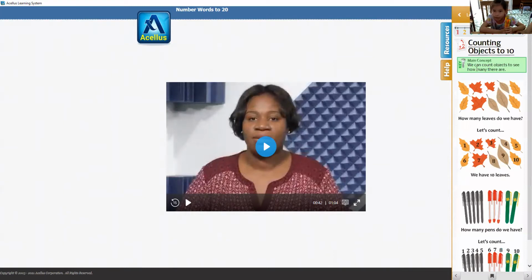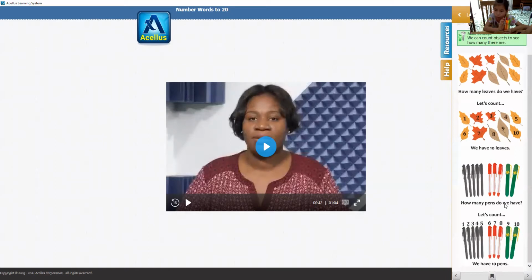Counting objects to 10. Main concept. We can count objects to see how many there are. How many leaves do we have? Let's count. 1, 2, 3, 4, 5, 6, 7, 8, 9, 10. 10 leaves. How many pens do we have? Let's count. 5 plus 3 plus 2. 3 plus 2 is 5. 5 plus 5 is 10. We have 10 pens.